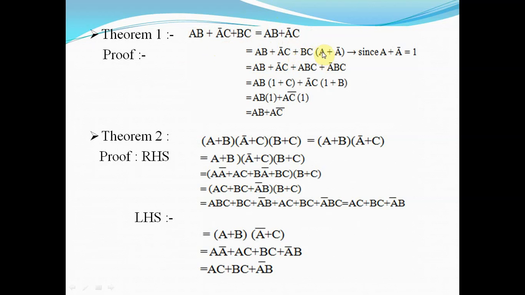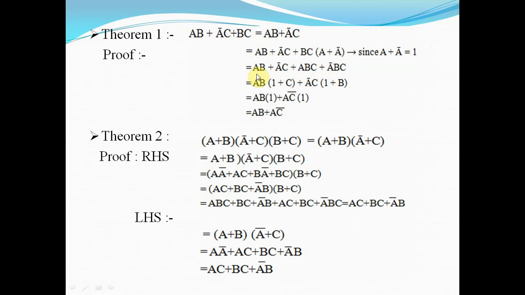Instead of this one, we are just multiplying by one. We are going to multiply this term by A plus A bar, which is 1. So what are we getting? We are not going to change these terms. We just multiply BC inside the bracket. We are getting ABC plus A bar BC.